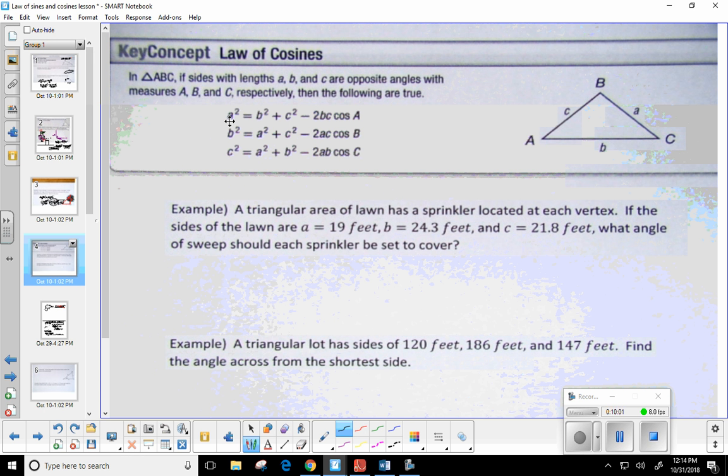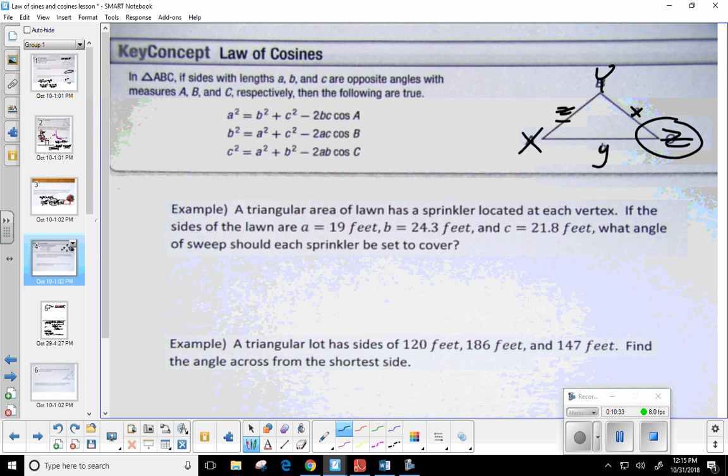Now, we're not going to be lucky enough, unfortunately, to have all of our triangles labeled as ABC, so the formula might change from time to time. Let's say the triangle was named XYZ. So this would be little x, little y, little z. Now, let's say I wanted to start by finding angle Z. Well, what side would I start with if I want to find angle Z?